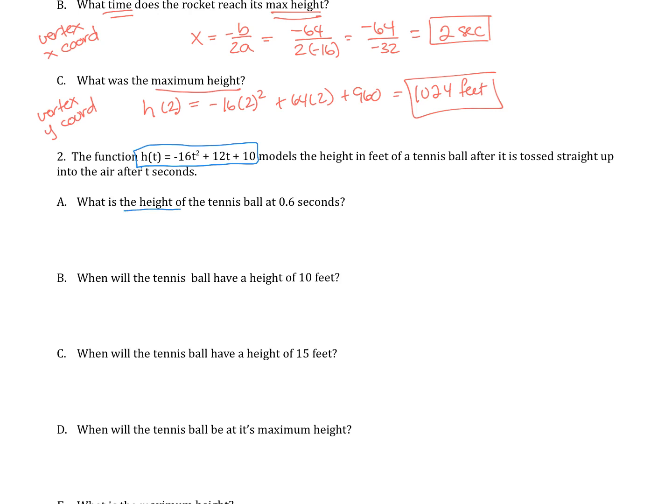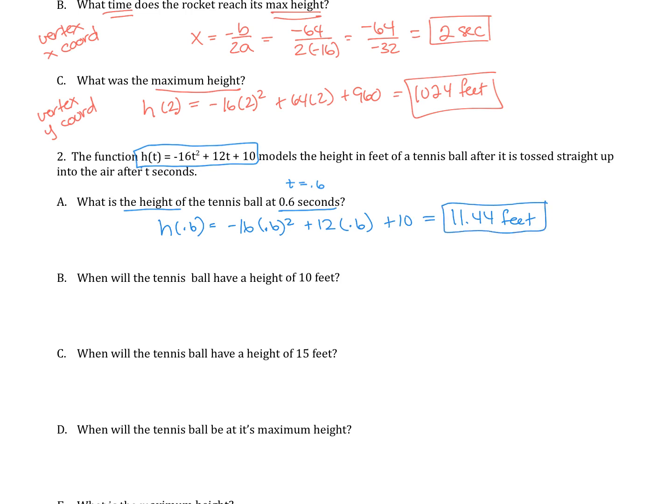So it says, what is the height at 0.6 seconds? So this is my t. If I want to know my height when t is 0.6 seconds, I simply substitute in 0.6 for my time. So let's substitute 0.6 in for my time. And the negative 16 is a coefficient. It's not being squared. Plus 12 times 0.6 plus 10. And be careful, put that all in your calculator. I believe you should get 11.44 feet for your height.